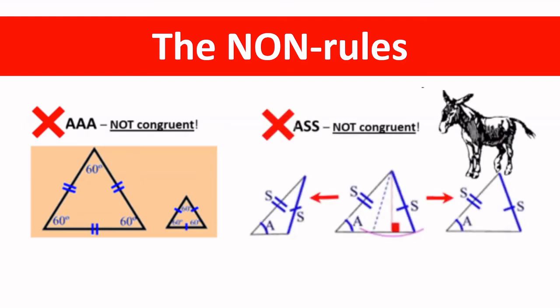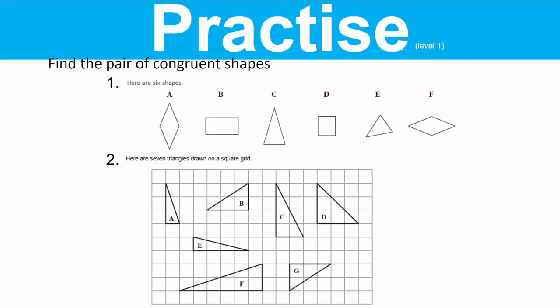And of course, as is an insult, it's not a congruent triangle. ASS is not a congruency rule. Now that you've got all of that down, let's go on to some practice exercises.